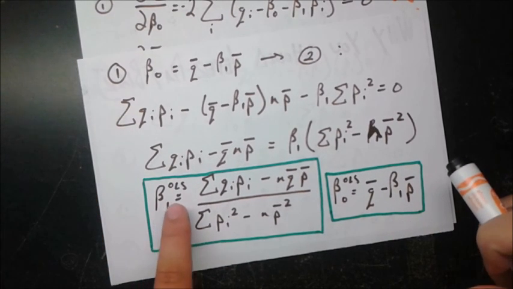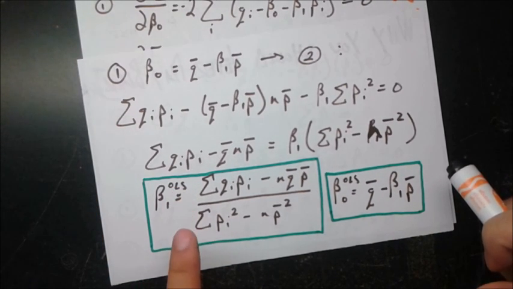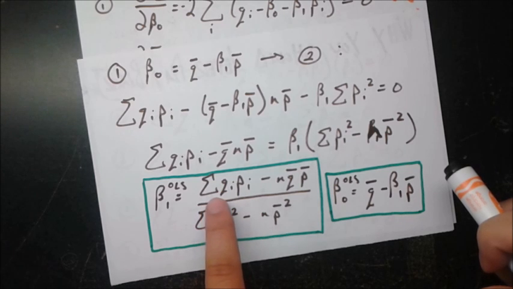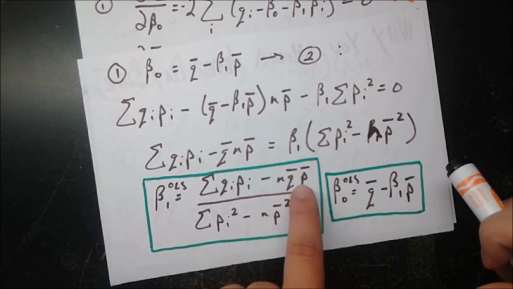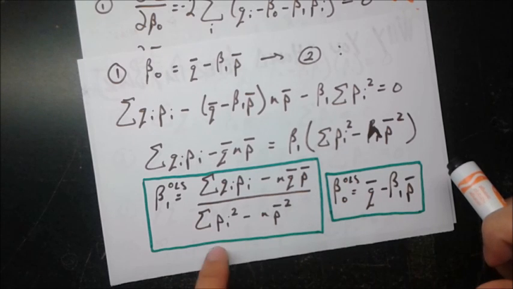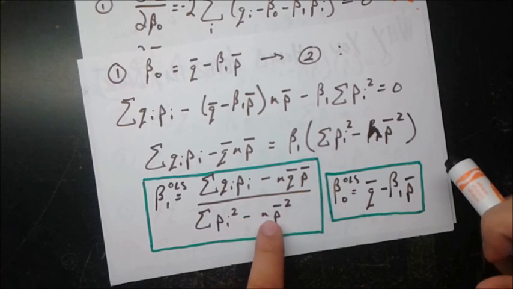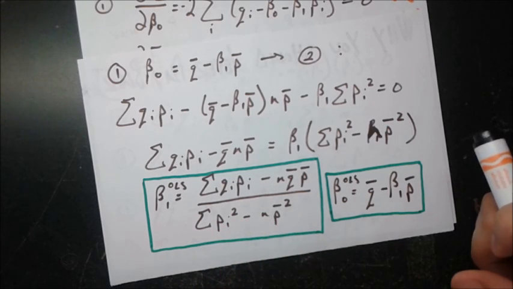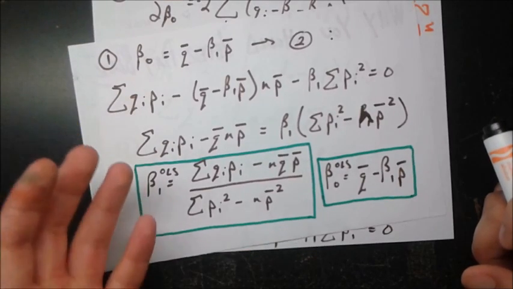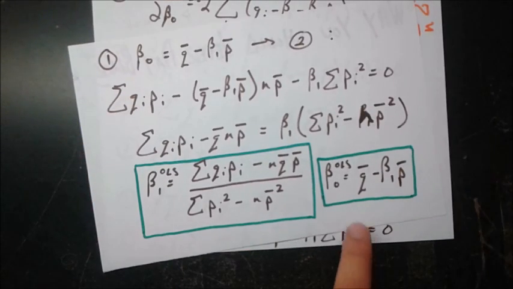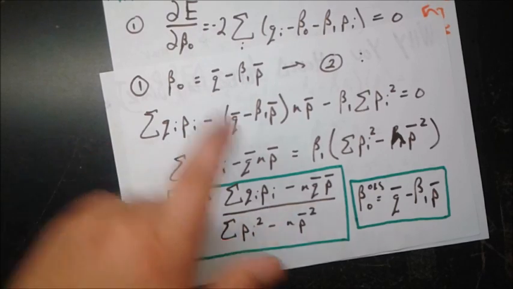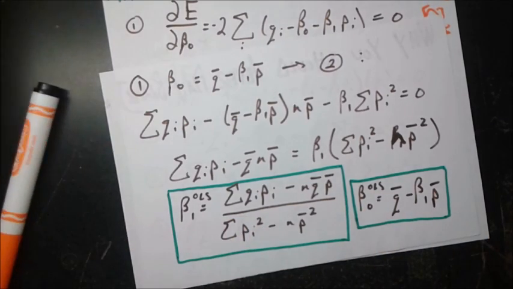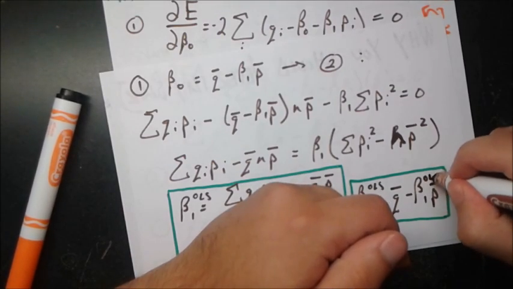So we have that beta 1. I'll explain why it says OLS in a second, but it's equal to the sum of q sub i, p sub i, minus n q bar p bar, again these are means, divided by the sum of p sub i squared minus n p bar, the mean of p, squared. Okay, it seems a little bit complicated, but it's a pretty compact formula, which is good for us. How you find beta naught OLS is simply take the beta 1 you found, put it in here, and just solve here. So I should have written OLS here.